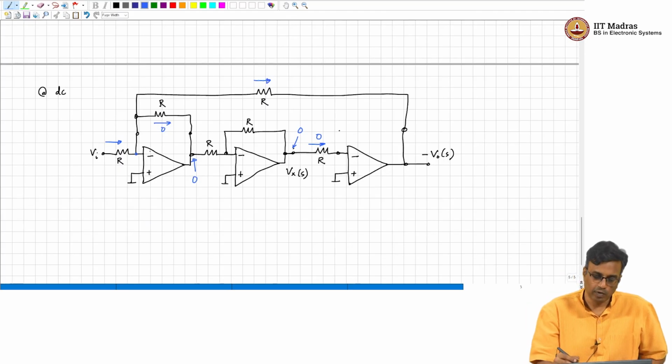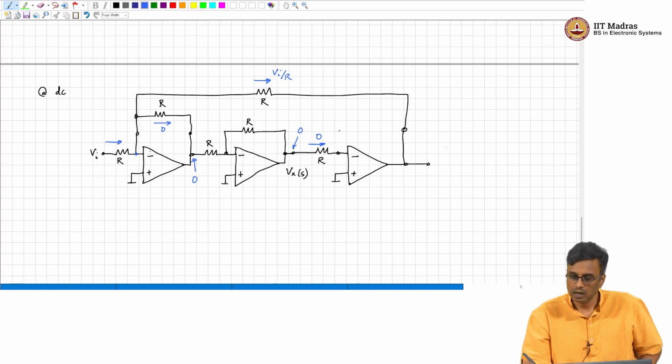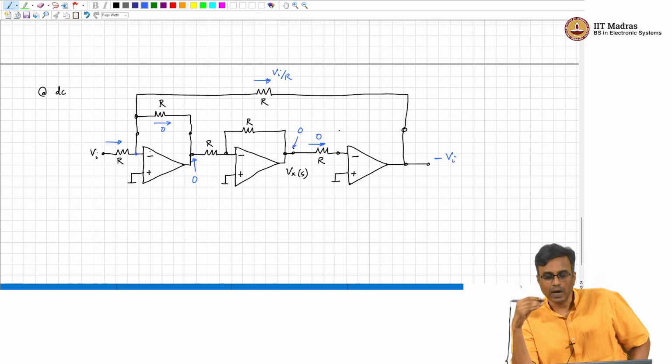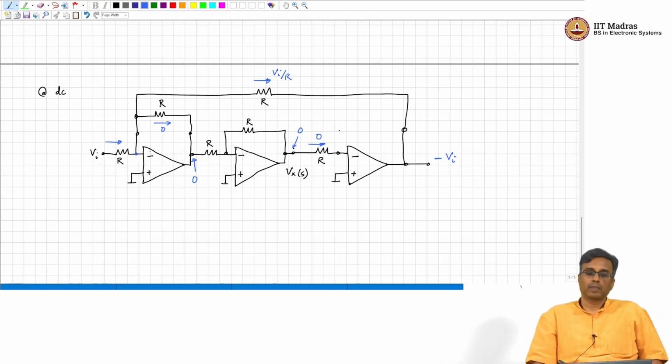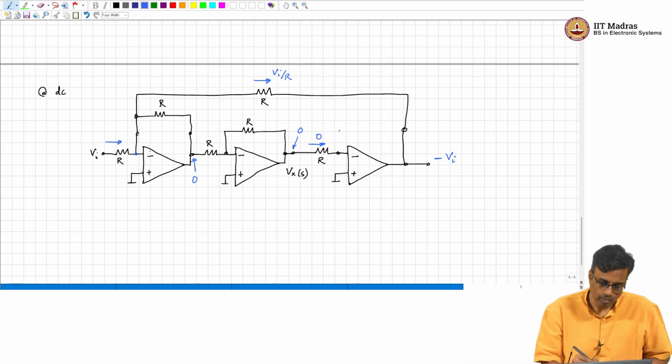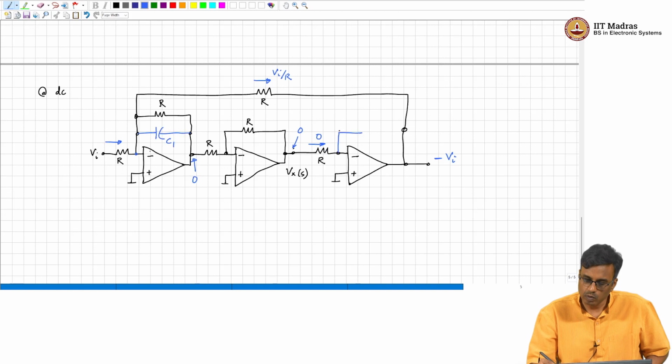So, all this current flows, and this is Vi by R. So, the voltage here must be minus Vi. So, the DC gain is 1 and is negative. Is that clear? Okay. This is basically what you should see at DC. Now, this is C1, and this was C2.